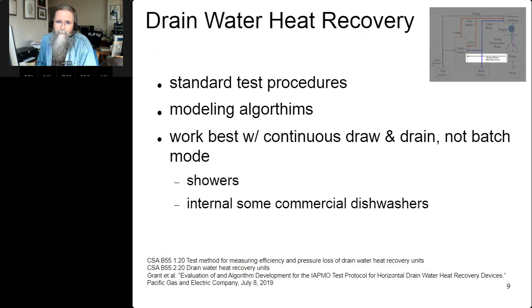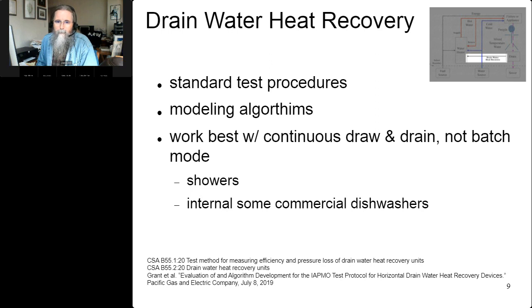Drain water heat recovery, that's off of a shower. There's warm water going down the drain. You can use that to heat up the hot water, for either going to the water heater or going to a shower. There are modeling algorithms for it. They obviously work best when you have continuous draw and drain like a shower. They don't work so well in batch mode.